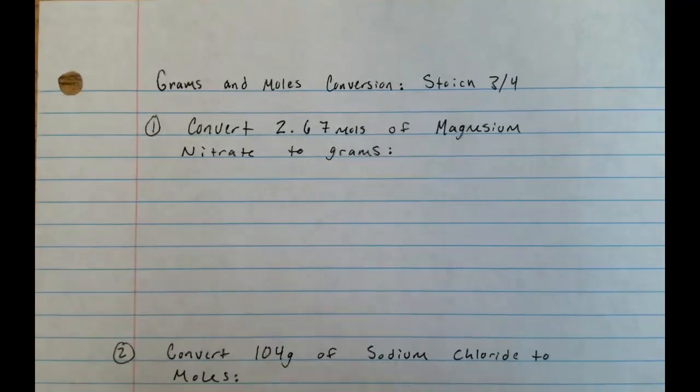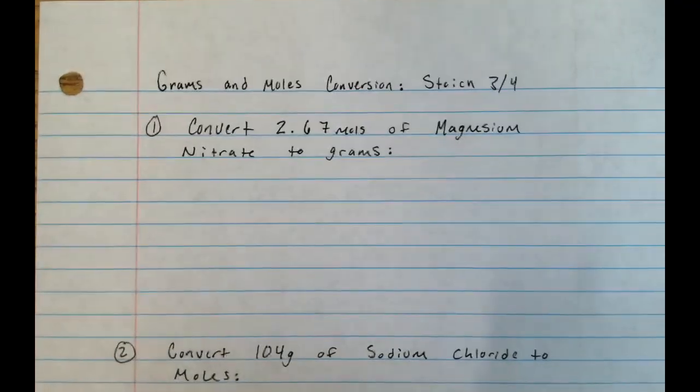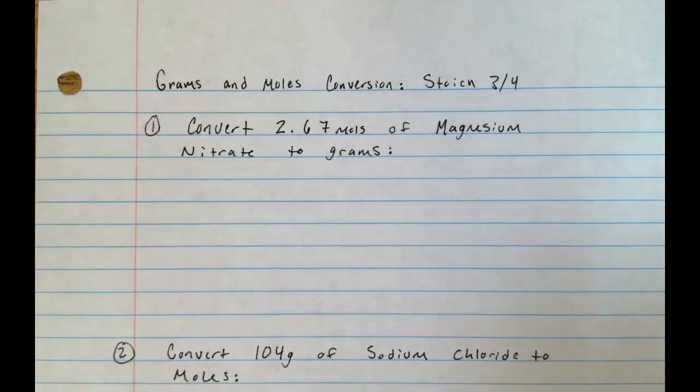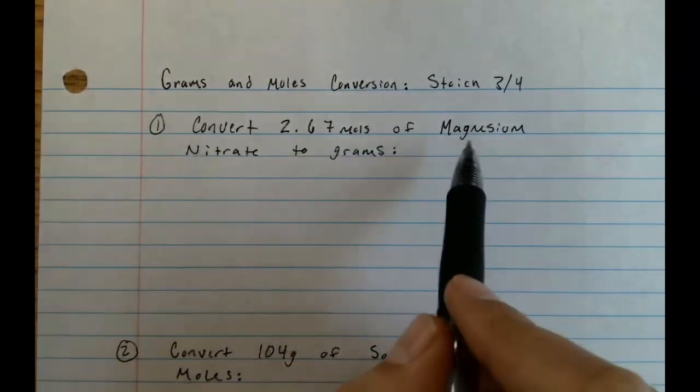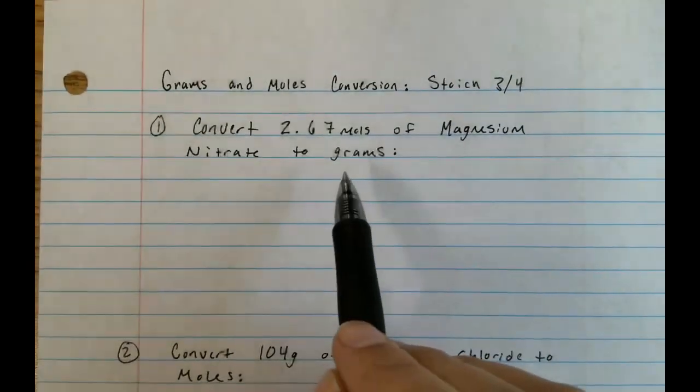Okay, so the next very important skill is the grams and moles conversion. This is our third stoichiometry video, and I'm going to review how to convert between grams and moles. First things first, we are going to convert 2.67 moles of magnesium nitrate to grams.